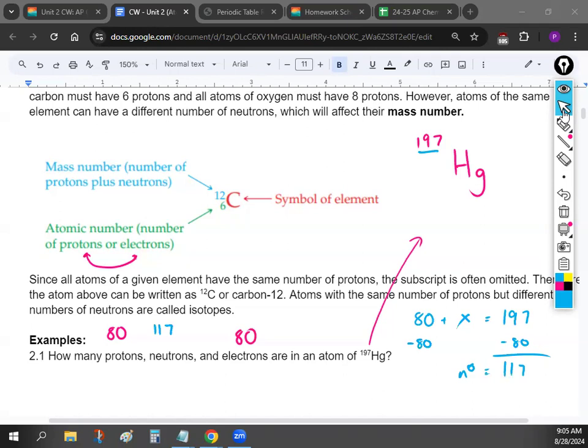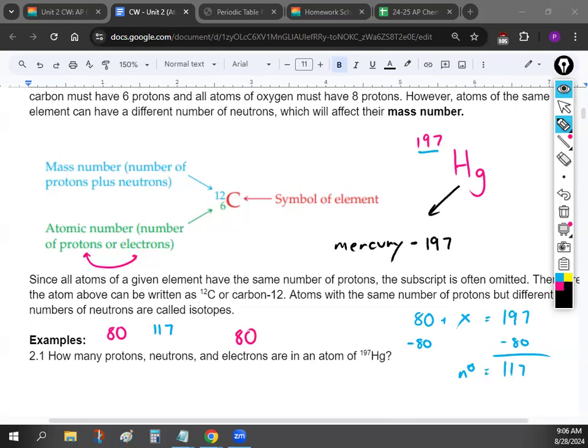All right, now, before we move on, let's talk about another way that chemists write the name of an atom. We have this nice symbol right here. Another way they do it is they write out the full name. So Hg is mercury, right? Another way to communicate this element is writing the full name, mercury, and then they put a dash, and then they put the mass number behind it, 197. So you might see this notation as well.